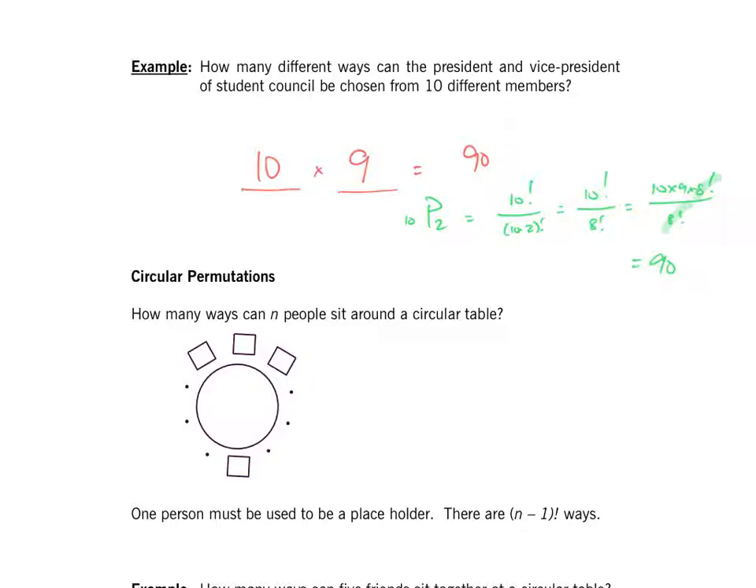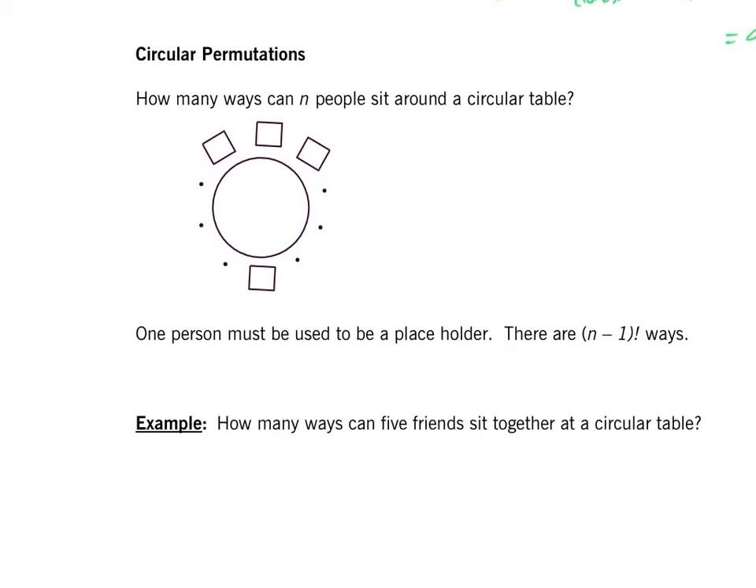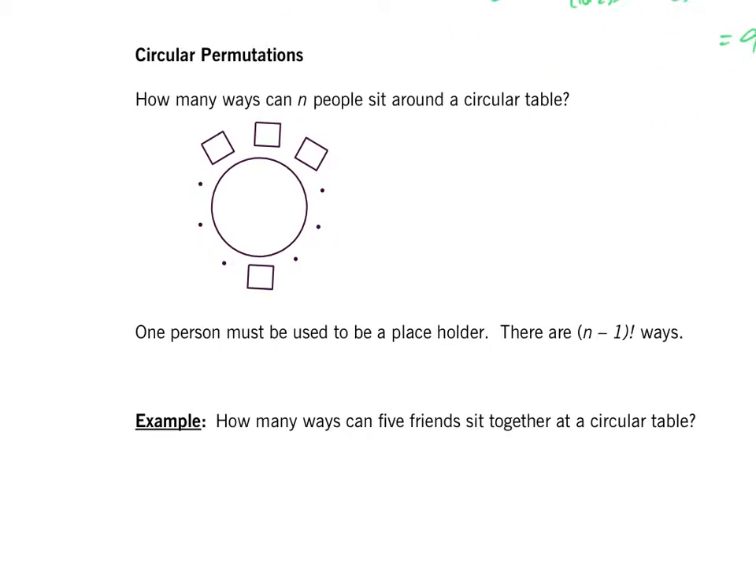Okay? Now we're going to talk about circular permutations. And when we talk about circular permutations, what we're kind of asking is, how many ways can n people sit around a circular table? So maybe 5 people around a table, maybe 10 people around a table. Here's the interesting thing to note. One person must be used as a placeholder, and there's n minus 1 factorial ways of doing it.